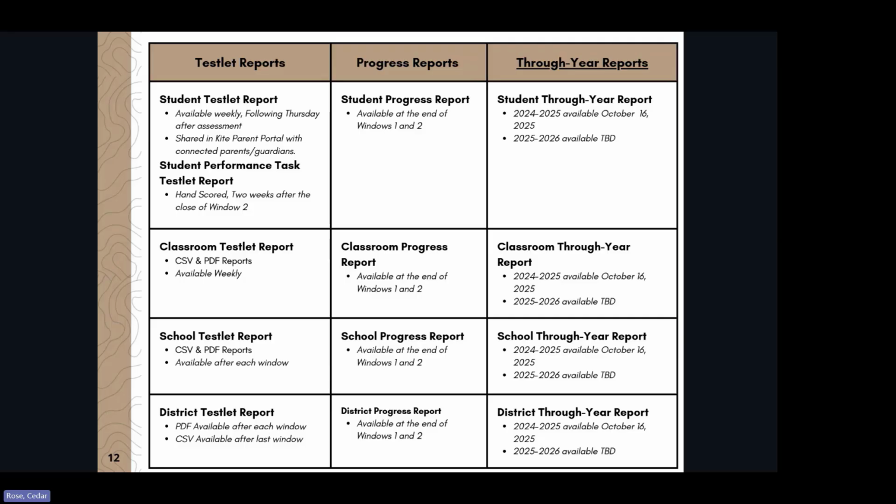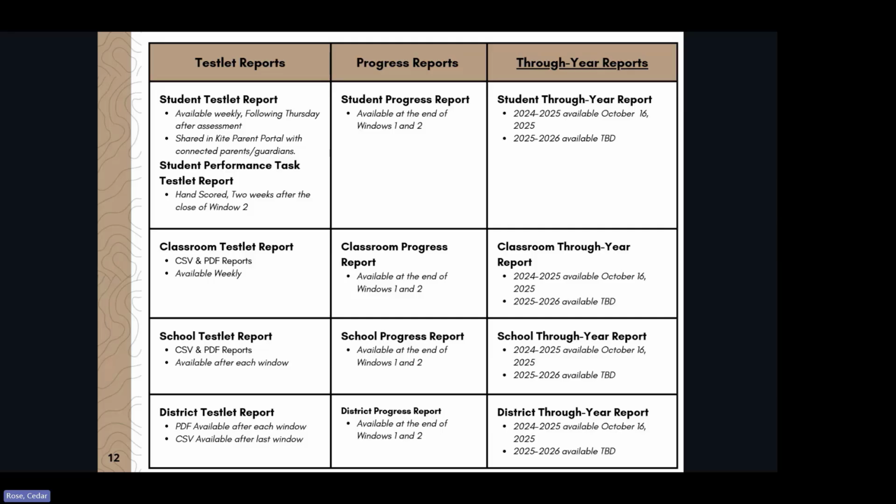So those are the results that are assigned to each school and each district, and we are getting ready for state data release here in the next few weeks as well. So those are available on October 16th. So if you haven't checked those out in the Kite Educator portal, you can go ahead and do that. Next year, they will be available much sooner. We just had to go through the standard setting process this year.